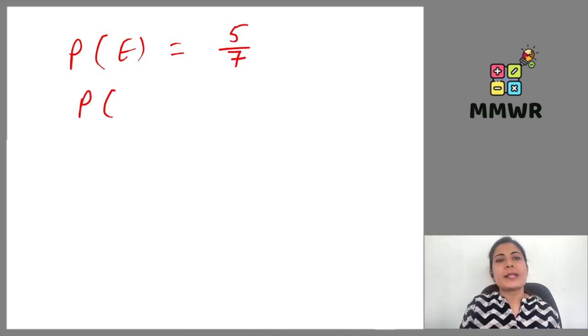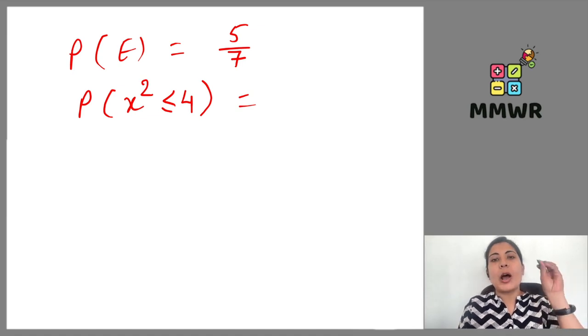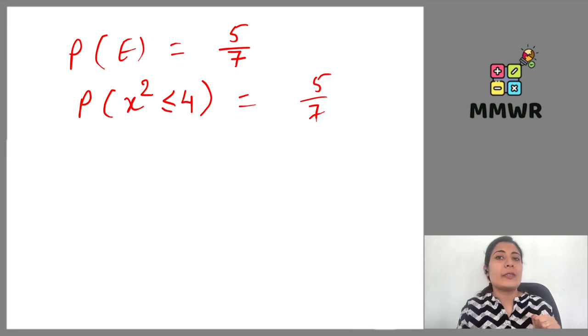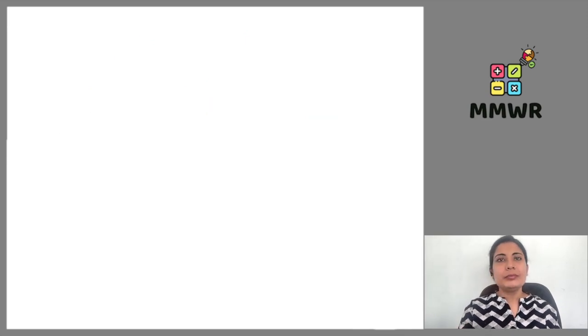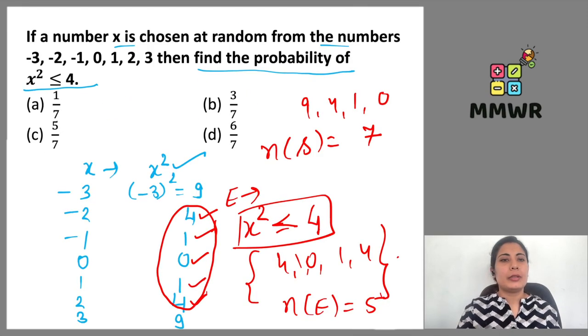Or we can write it this way: the probability for the event x square less than or equal to 4. So how many times are we getting x square less than or equal to 4? Out of 7, 5 chances, 5 different places we are getting x square less than or equal to 4. I hope it's easy, right? Next example, let me just put the answer here, 5/7, which is option C.